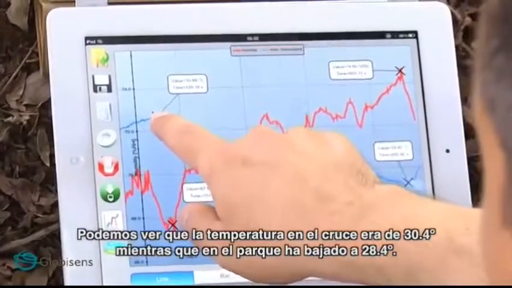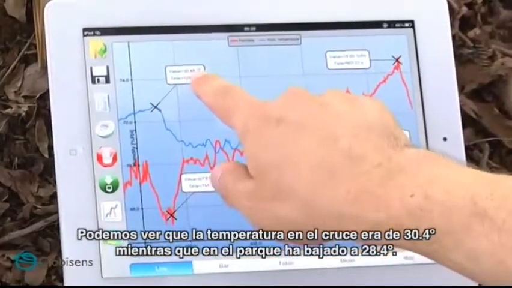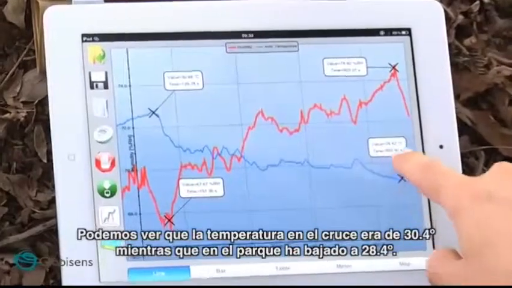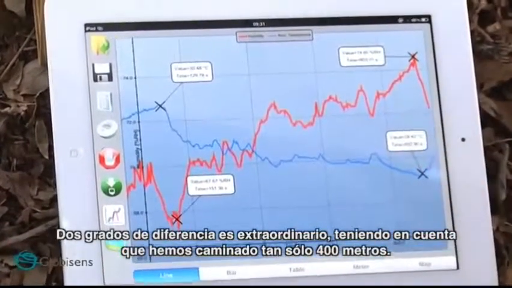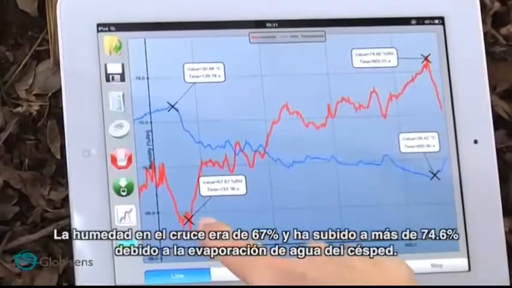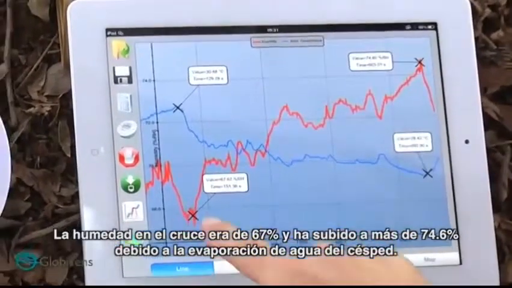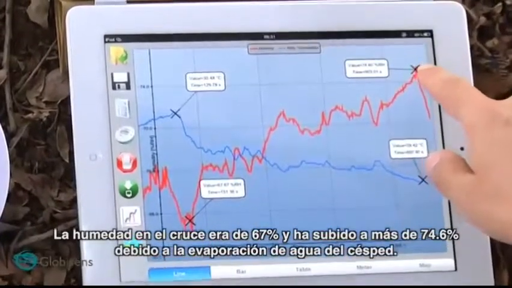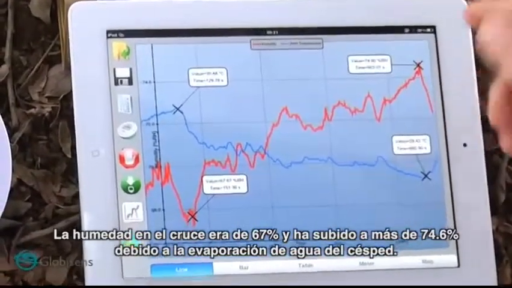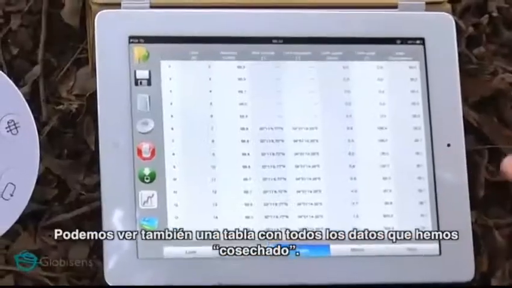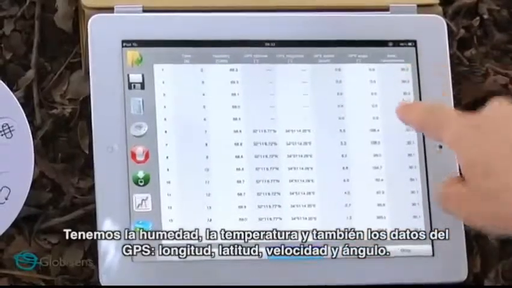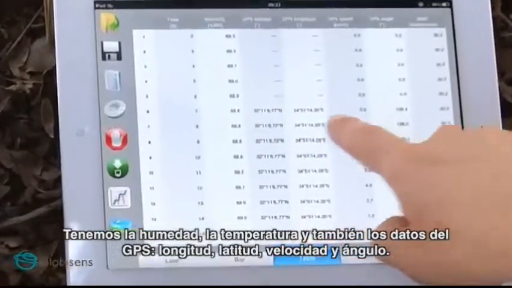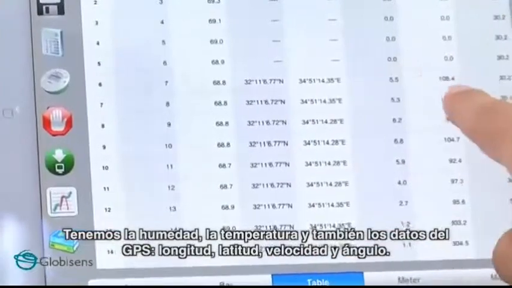As you can see, the temperature in the city junction was 30.48 degrees Celsius, while in the park it went down to 28.4. This is a 2 degree difference, which is amazing for just 400 meters of walk. The humidity started at 67% in the city junction and went up to 74.6% due to evaporation from the grass. We can also see a table of all the data we have collected. You can see the humidity, the temperature, but also the GPS data: longitude, latitude, speed and angle. But even more impressive is the map view.